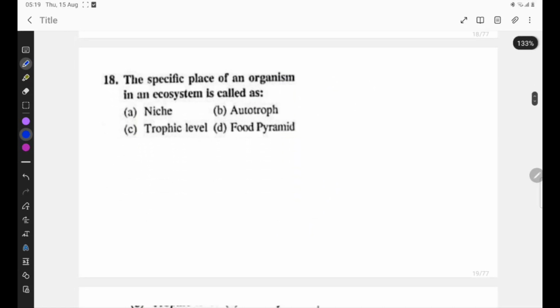Next question says the specific place of an organism in an ecosystem is called as niche, autotroph, trophic level or food pyramid. So it is called as niche.